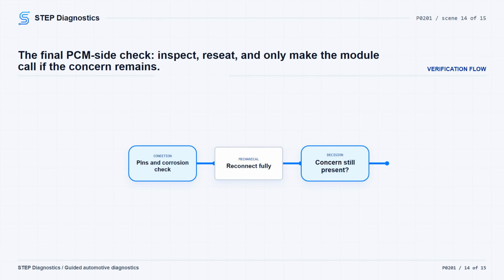For the PCM check, disconnect all PCM connectors and inspect closely for pushed-out pins and corrosion. Reconnect the PCM connectors and make sure they seat correctly, then verify whether the concern is still present. If it is still present after that connector inspection and reseat, install a new PCM as directed. If the concern is gone, the system is operating correctly at that time, and the issue may have been caused by a loose or corroded connector.